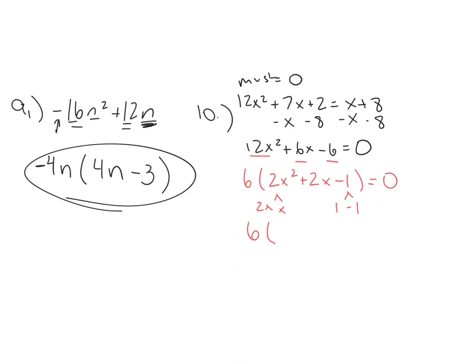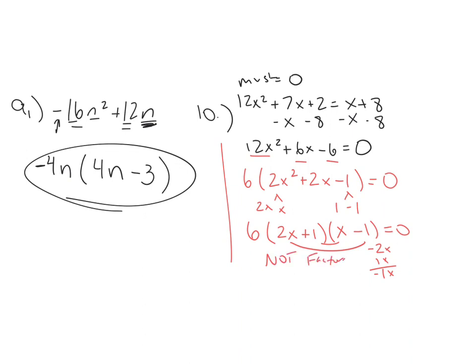I have a 6, 2x plus 1, x minus 1 equals 0. I do the outside to get minus 2x, and the inside to get 1x. Together it's negative 1x. It's not what I want. It's also not the opposite sign, and there are no other choices. So that means 10 is going to be not factorable.